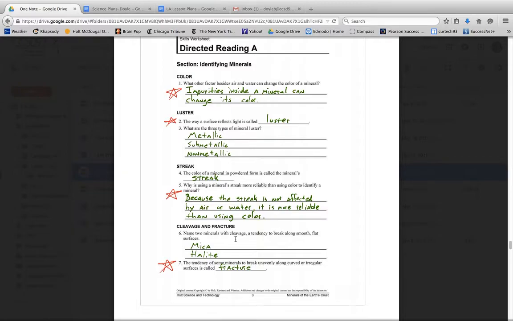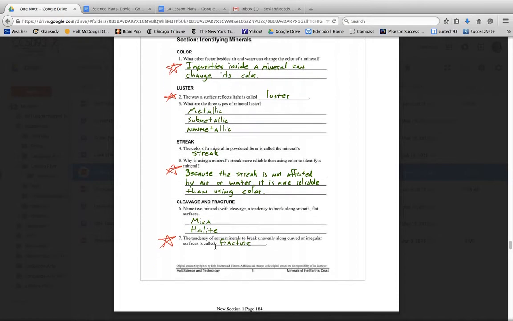Cleavage and fracture. Name 2 minerals with cleavage, a tendency to break along smooth, flat surfaces. Mica and halite. So when rocks break and they have very smooth surfaces, mica almost looks like sheets of glass. It's so smooth, but it's a naturally occurring mineral. And so that's called cleavage when it breaks on these really smooth surfaces.